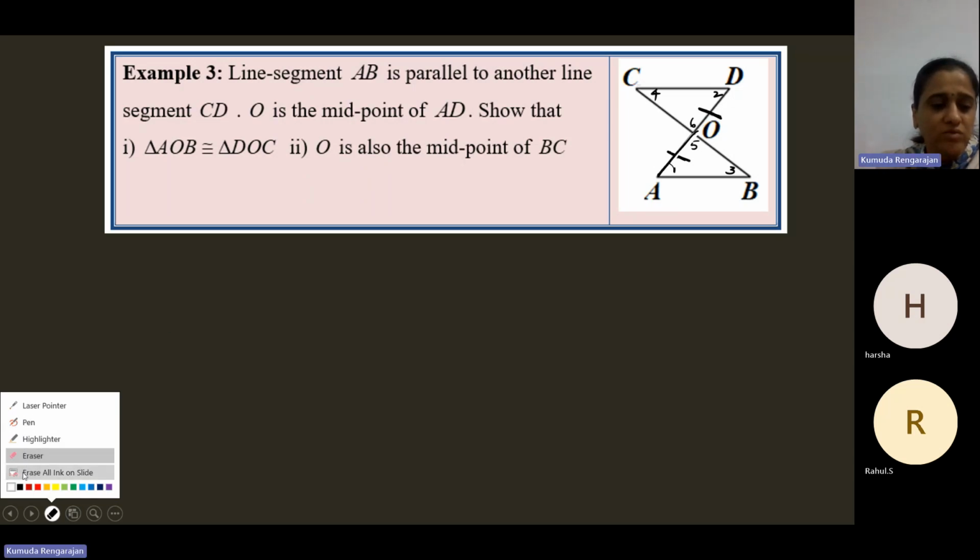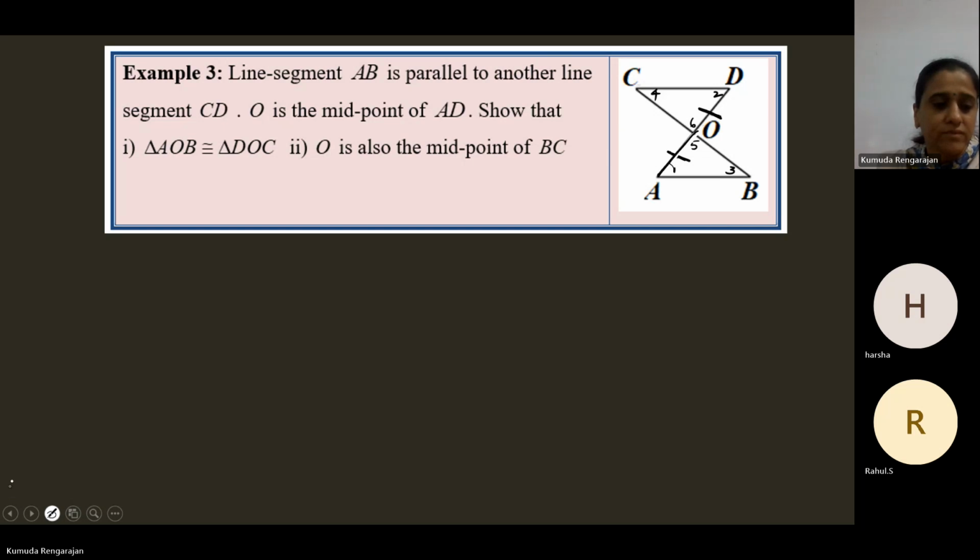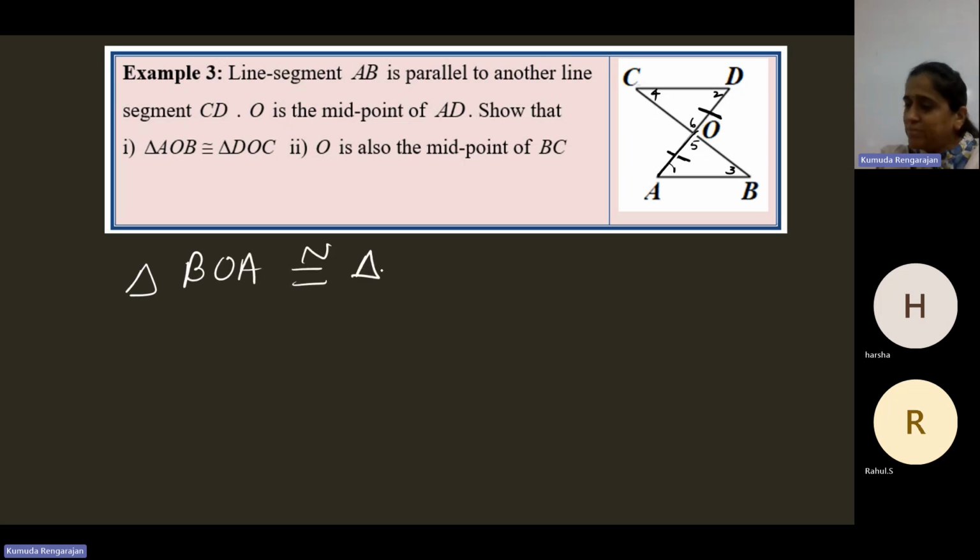How do you name the two triangles? Now, when you have two angles, it's very easy. If I call it triangle BOA, congruent to triangle: B is angle 3, you know. It is equal to which angle? 4. 4 means C. Then O is angle 5, it's equal to 6, that's also O. A is angle 1, it's equal to 2, so D. This is the order. Match the angles and write. This is one way of writing.